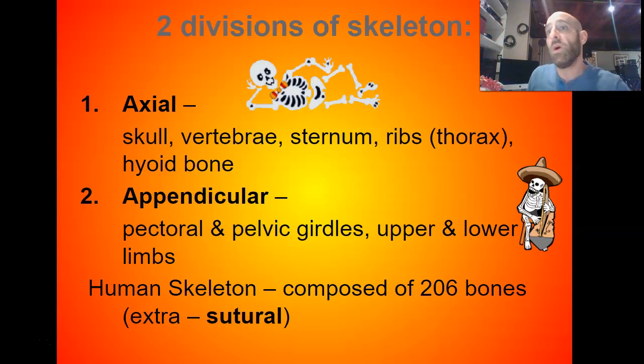We have 206 bones in the human skeleton. It's actually more in infants, and as the baby develops, it becomes less because some bones fuse together. But in an adult human, it's 206 bones.